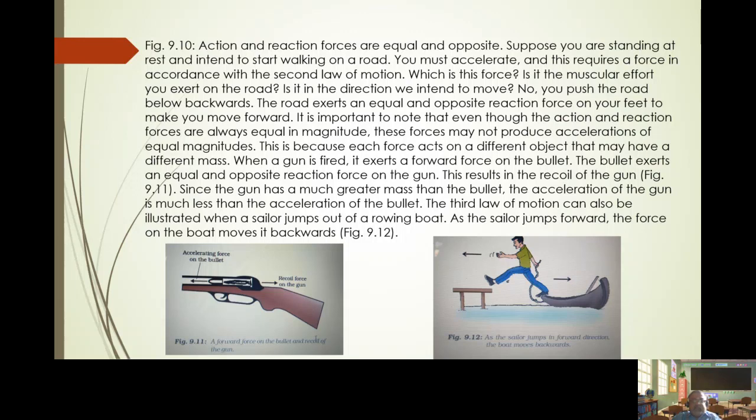Since the gun has a much larger mass than the bullet, the acceleration of the gun is less than the acceleration of the bullet. The third law of motion can also be illustrated when a sailor jumps out of a rowing boat onto the platform. As the sailor jumps forward, the force on the boat moves it backwards.